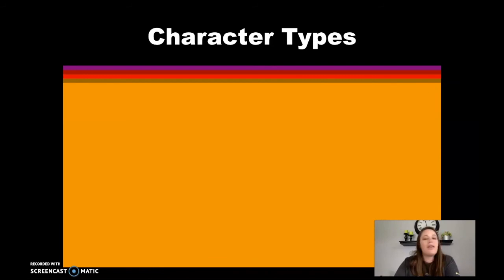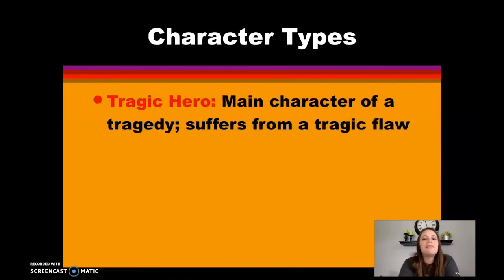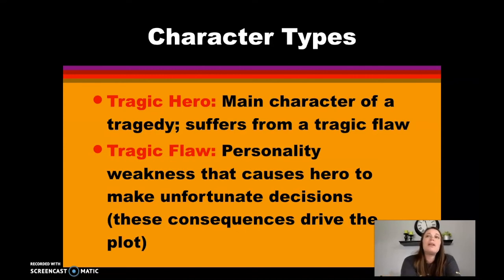Some character types. Well, first of all, the tragic hero. That is the main character of a tragedy, and that person suffers from a tragic flaw. A tragic flaw would be a personality weakness or downside that causes the hero to make unfortunate decisions. Those consequences end up driving the plot. It leads to the destruction in the end. Okay, we talked about this when we read Antigone. I think they call it in Greek hamartia or hamartia. I'm not sure. Either way, remember we talked about that too. But essentially, it is that flaw of the person that leads to their own downfall.